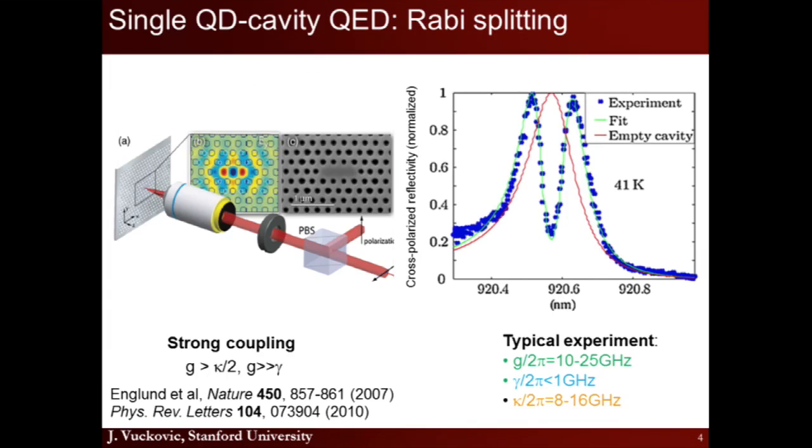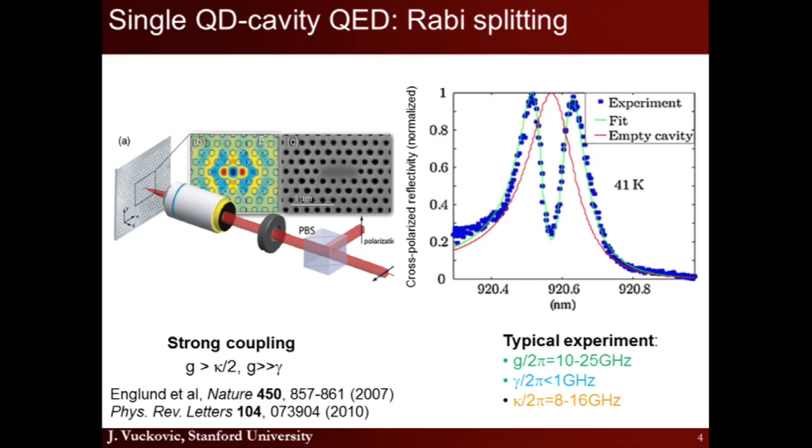Speaking of solid-state cavity QED experiments, here is an experiment showing the strong coupling regime between a single quantum dot and a photonic crystal cavity shown on the left. In this case, we have a coupling strength g which exceeds the loss rates of the system, the cavity field decay rate and the dipole decay rate, or linewidth of the quantum dot. Typical experimental parameters are shown in the bottom right. So we have g, which is 10 to 25 gigahertz, dipole linewidth, or dipole decay, of the order of a gigahertz or so, and cavity field decay rate of 8 to 16 gigahertz.